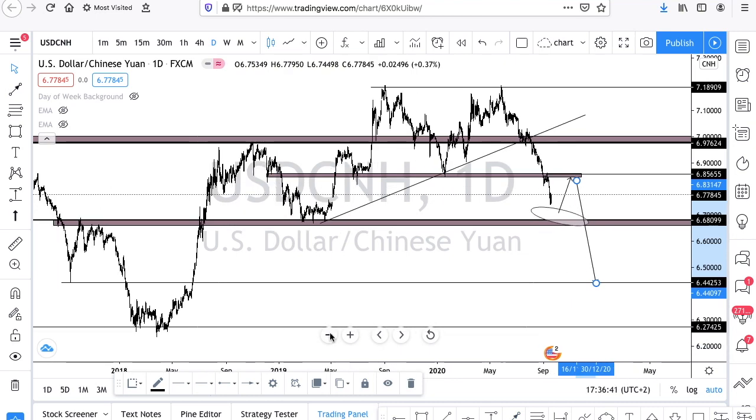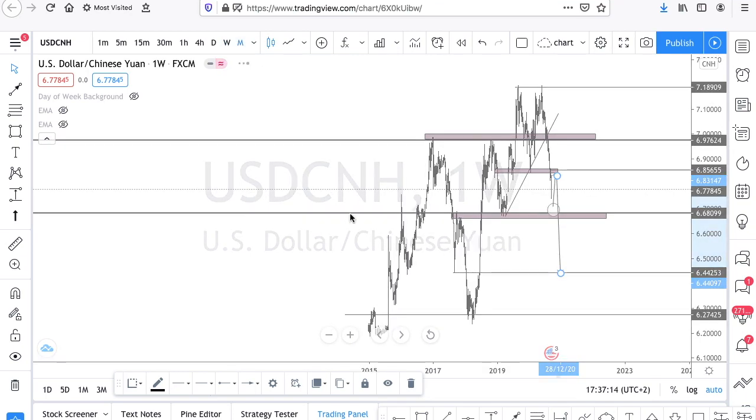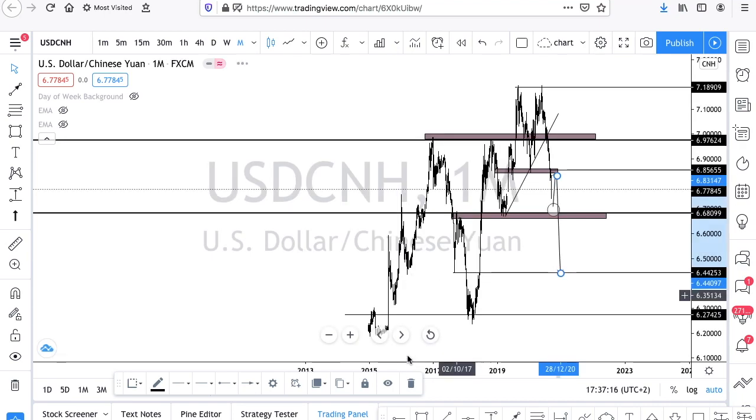So I'm seeing the yuan to depreciate or to appreciate more against the dollar. Remember, the US dollar is the base currency and the CNH is the quote currency. So once we see this trend going down, that means the yuan is appreciating against the dollar, and if we see it going up, that means the yuan is depreciating against the dollar. So overall, just a quick recap of what I've talked about.